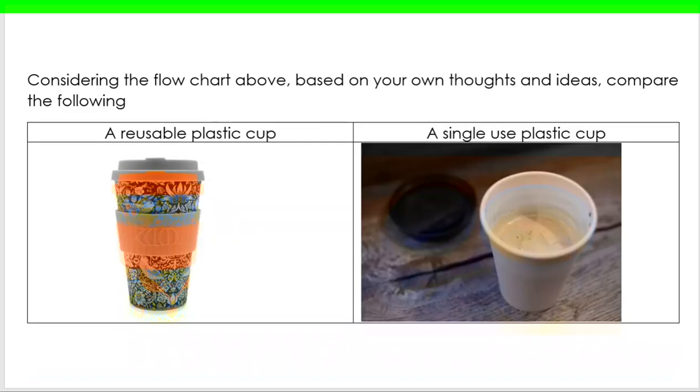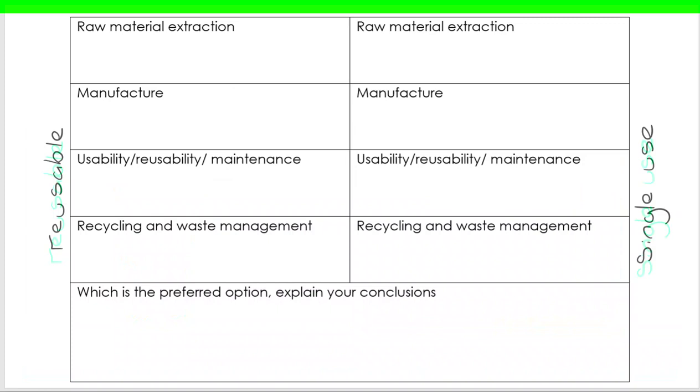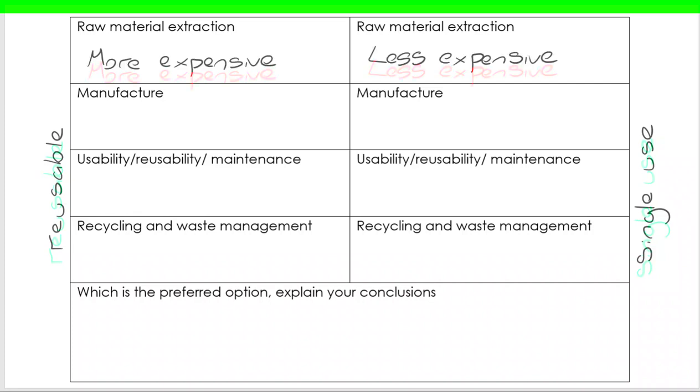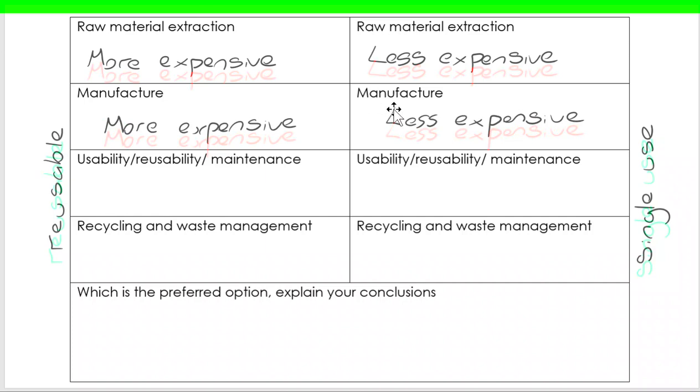So let's look very, very simply at a reusable plastic cup against a single-use plastic cup. I've got a table coming up, and have a think about which would be the better choice based solely on that criteria. Well, if we take a look at raw material extraction, disposable cups are smaller, there's less plastic, so that would be less expensive. Manufacture would also be less expensive for a single-use cup. So at the moment, single-use cup looks like it's winning.